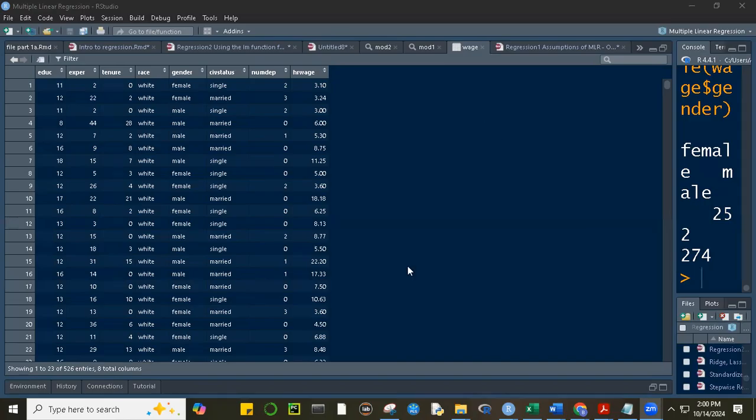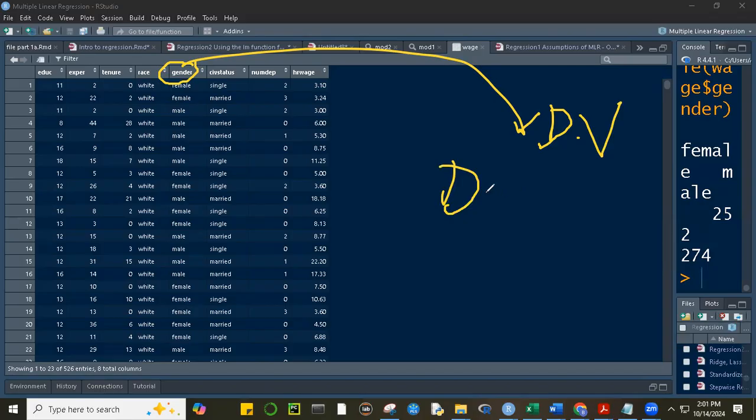Okay, so what happened here, class? Pag categorical, pag character variable, what will happen is that R will convert this, itong gender, into a dummy variable. Dummy, D-U-M-M-Y. Dummy variable. Okay, ano nangyayari class pag dummy variable?